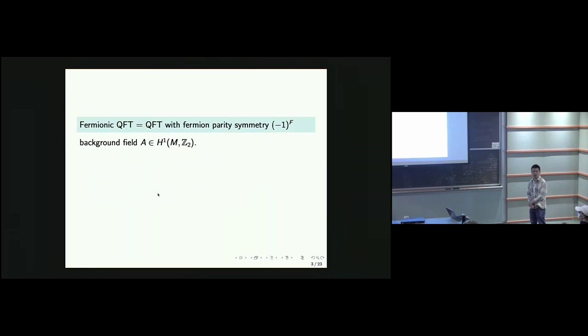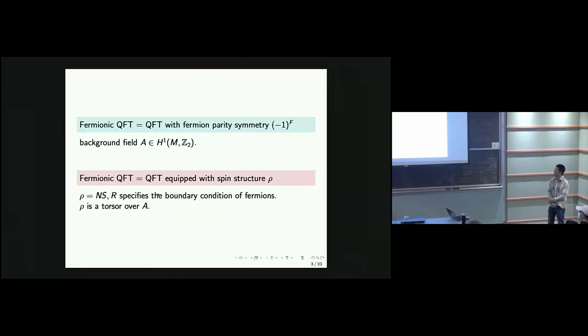So what is a fermionic quantum field theory? Well, one way to define a fermionic quantum field theory is that it's a quantum field theory with fermion parity symmetry, -1 to the f. And this fermion parity symmetry acts on the fermion by giving the fermion a minus sign. And because it's a symmetry, we can turn it into a background field. This background field is just a Z2 gauge field, a flat Z2 gauge field.